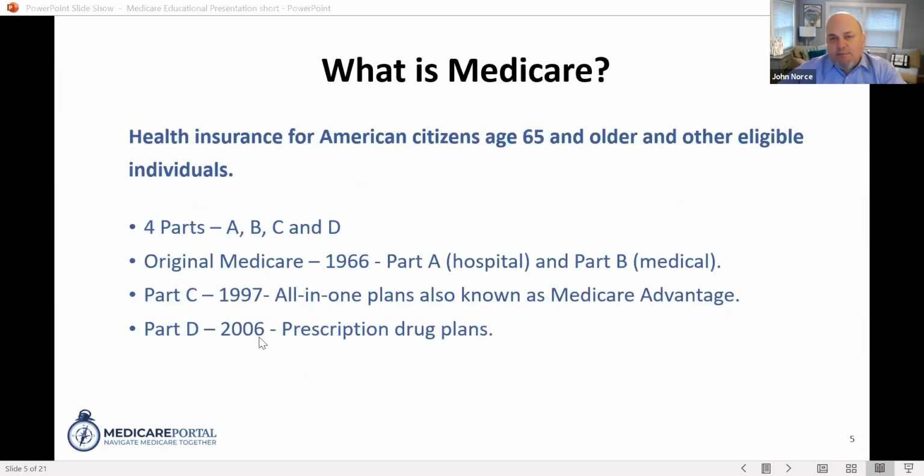What is Medicare? Most of us know what it is, but simply it's health insurance for that same population I just mentioned. From a high level, Medicare has 4 parts: A, B, C, and D. Original Medicare started in 1966. That's A and B, so when you hear me say original Medicare, understand that's just A and B. Part C, which is Medicare Advantage, was added in 1997. Those are all-in-one plans, basically private insurance companies that administer and deliver Medicare benefits. And Part D, the most recent one, addressed the problem of prescription drug benefits for those taking what we call self-administered medications. We'll go over all this in more detail.